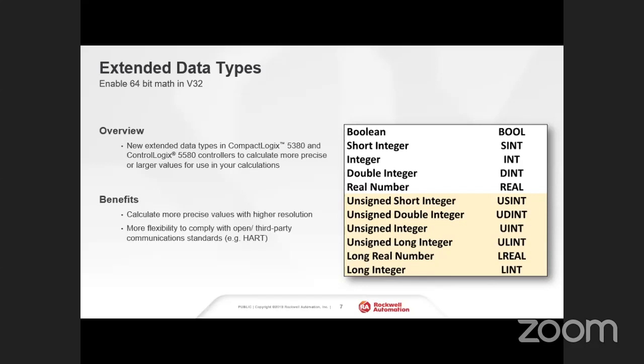So that's in version 32, Compact and ControlLogix. You would select it just like you do any other data type, but version 32 required.